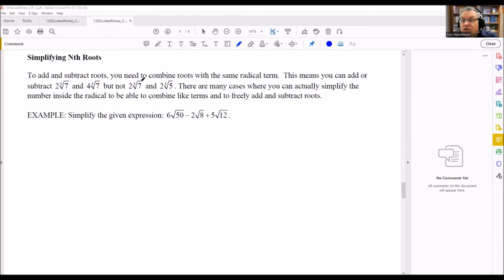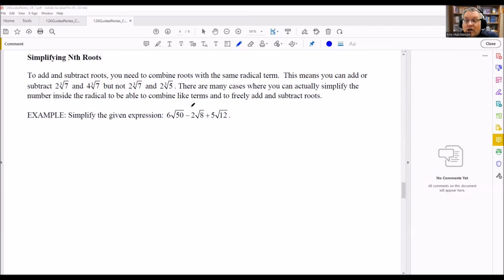However, if I have cube root of 7 and cube root of 5, those are not the same, and I would not be able to add those two radicals together. So I need to make sure I have the same index and the same number inside in order to add or subtract. In this example we have here, none of the numbers inside are the same, which means at this stage, I cannot combine that together.